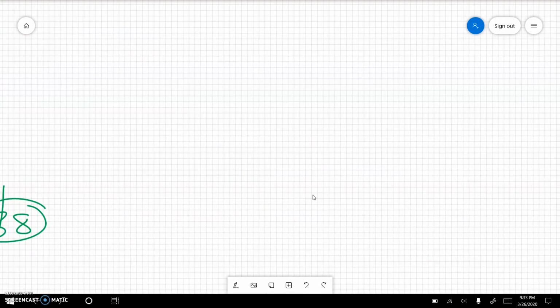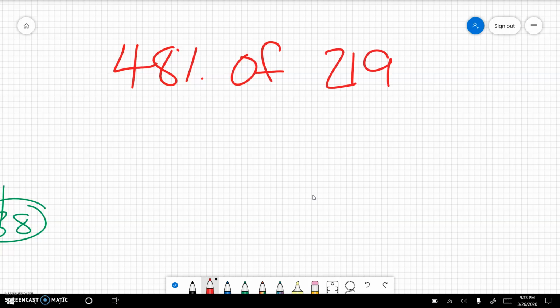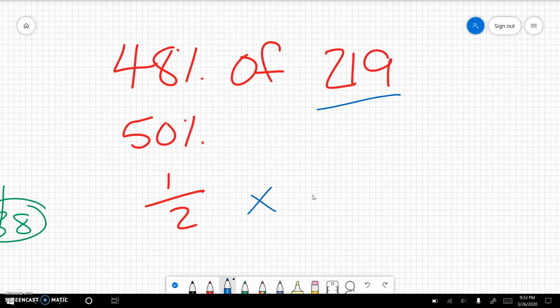Let's move over here. Okay, so if I had 48% of 219, I know that 48% is really close to 50%, and I know that that fraction is 1/2. Of means to times a number, and I'm looking for a number that's close to 219 that 2 goes into evenly so that I can simplify. So I'm going to round that up to 220.